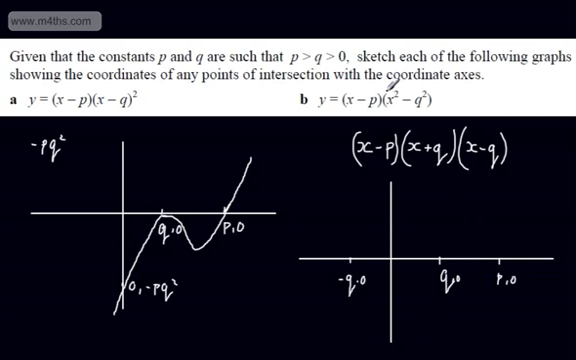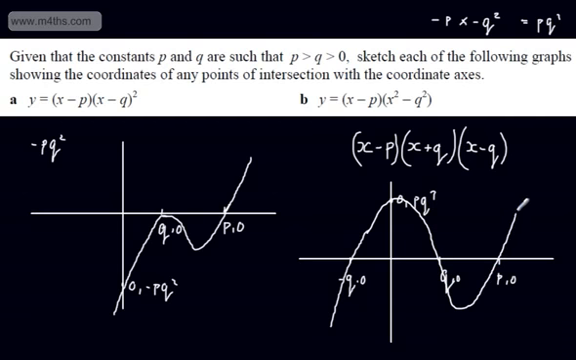Let's now consider when x is equal to 0. This is going to give us now minus p multiplied by minus q squared, which is going to give us pq squared. So what we're going to have then is this point right here at 0, pq squared. Now this is still going to be a positive cubic equation. So what we're going to do is come up through the third quadrant, we will turn around like so, we'll come through, it'll come round like that, and then we'll come back up, and it will go through like so.